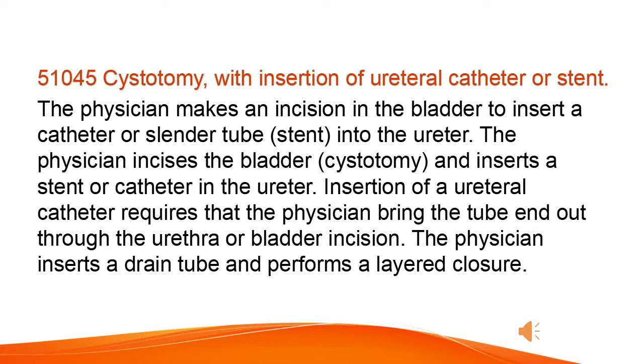Cystotomy, with insertion of ureteral catheter or stent. The physician makes an incision in the bladder to insert a catheter or slender tube, stent, into the ureter. The physician incises the bladder, cystotomy, and inserts a stent or catheter in the ureter.